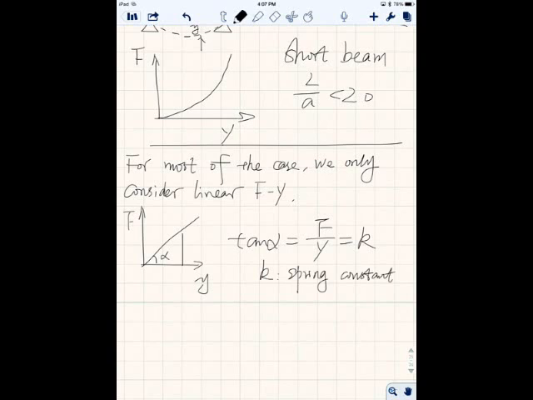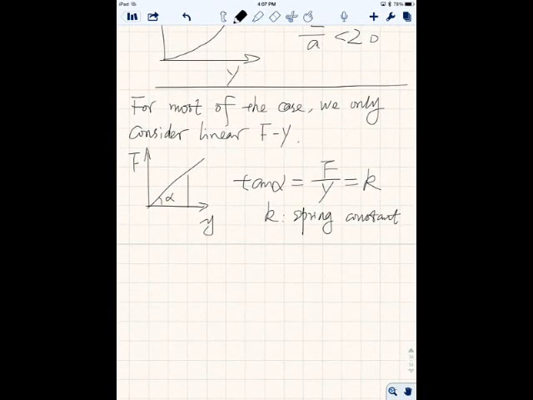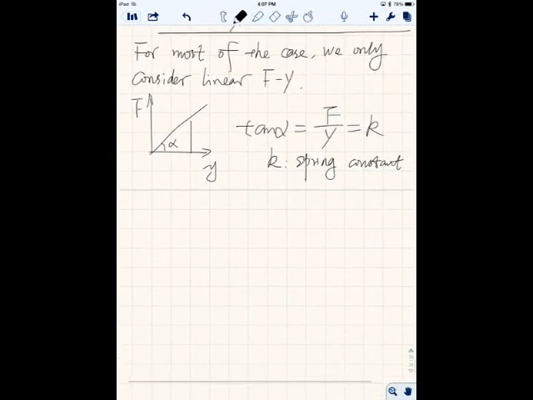Because it's very similar to a spring, right? When you compress a spring, it's going to shrink, and the force that you applied and the displacement are linear. So for any beam, it also has a spring constant to quantify the amount of force you applied and the vertical displacement you'll have.